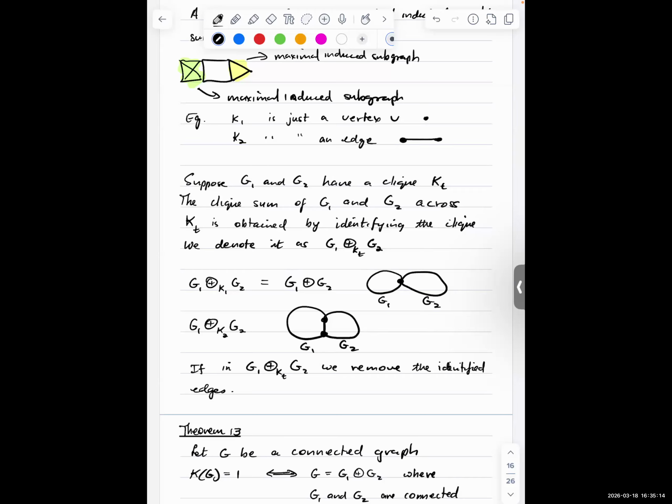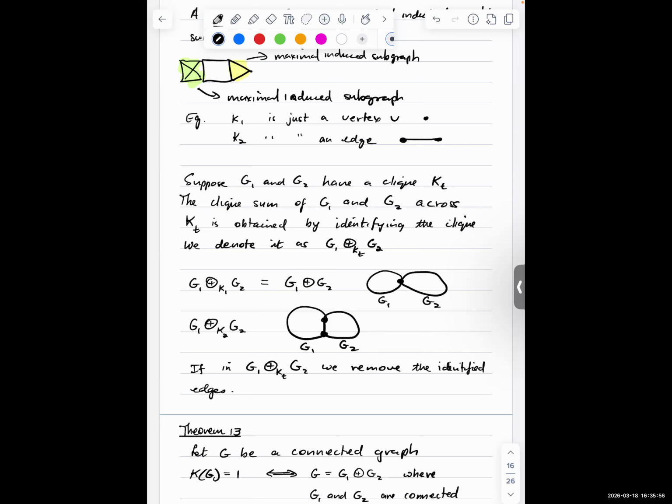well, K1, K2, K3, and actually KT, right? Then the clique sum of G1 and G2 across KT is obtained by identifying the clique. There's nothing more that needs to be said, but the word identifying can lead to a little confusion, as in what do we mean? It's really show and tell. You have your graph here, G1, and your graph here, G2, and G1 has a clique, G2 has a clique. You just identify it, one on top of the other. That's essentially what it means.